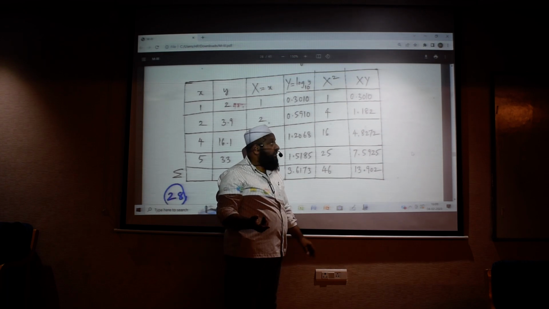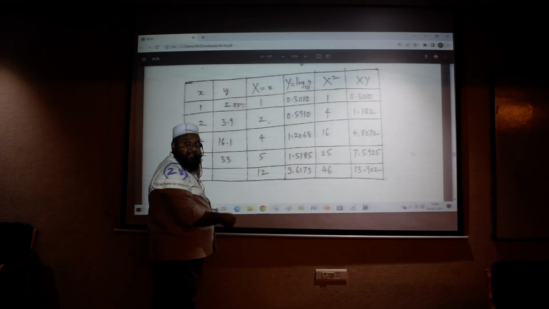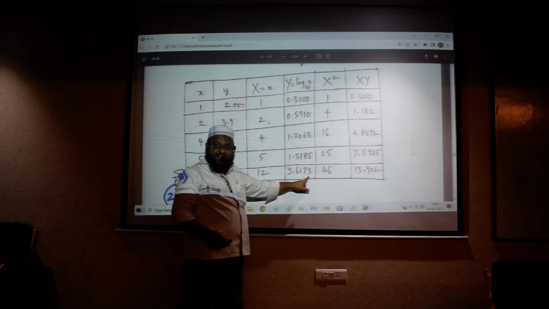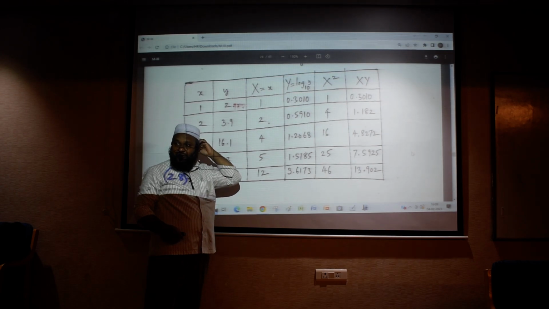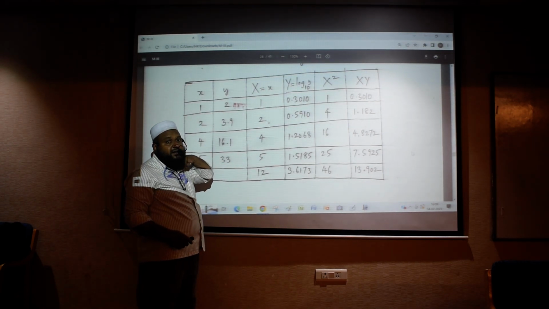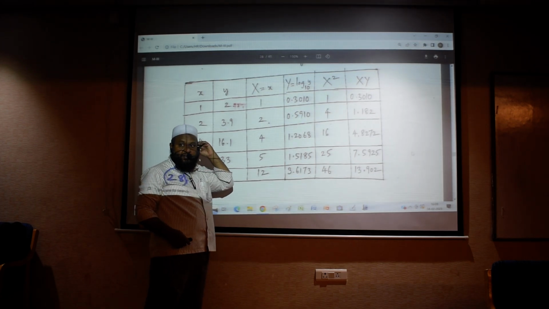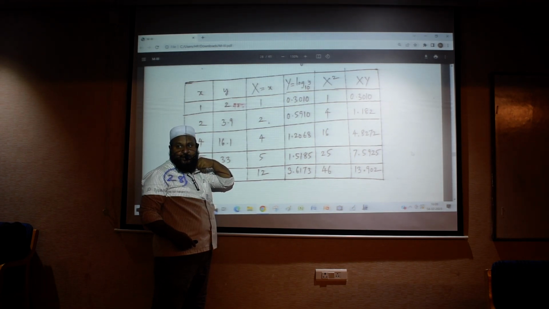Now we need the totals of what values? We don't need sigma small x and sigma small y, because we are working with the new capital X and capital Y. So I have not written the summations here. I am working with capital X and capital Y. Following clearly?